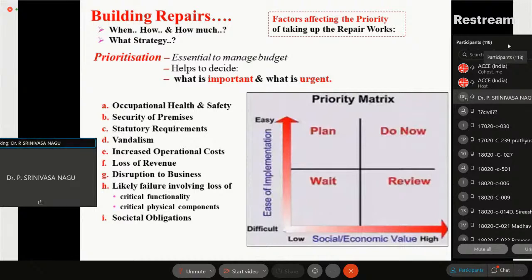But they will be likely failure involving loss of critical functionality and critical physical.